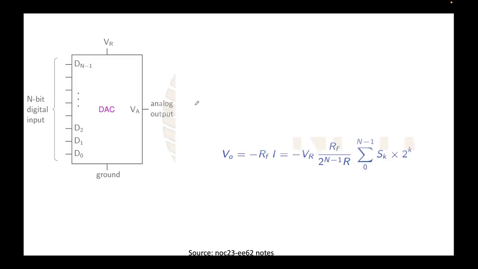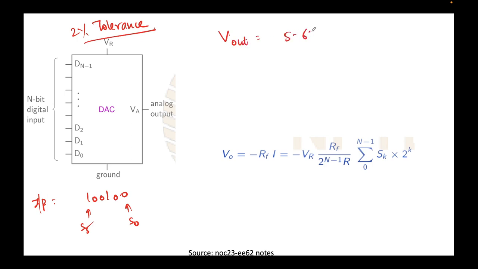Okay, so this is the expression. So again, I'll write input as 100100. Okay, this corresponds to S5. This corresponds to S0. Okay, so now it says we have a 2% tolerance, and we obtained that V out was 5.625 volts, right? And this is without tolerance. Now we are required to find what is the V out with tolerance.